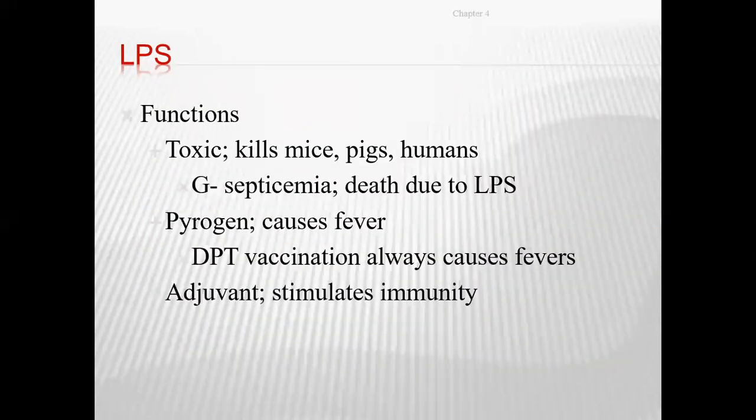Lipopolysaccharide is toxic; it kills mice, pigs, and humans. Septicemia and death can occur due to lipopolysaccharide, such as in the case of Salmonella. It causes fever. The DPT vaccine always causes fever. Adjuvant stimulates the immunity.